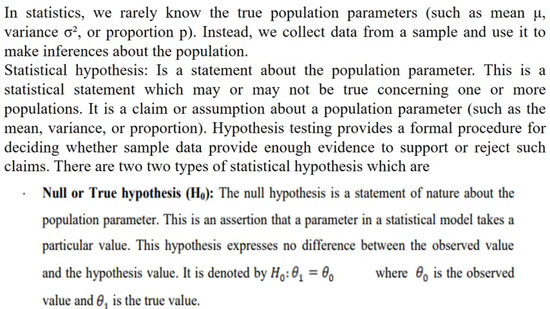This is an assertion that the parameter in a statistical model takes a particular value. This hypothesis also expresses no difference between the observed value and the hypothesized value. It is denoted by H naught, and we can write H naught: theta 1 is equal to theta naught, where theta naught is the observed value and theta 1 is the true value.